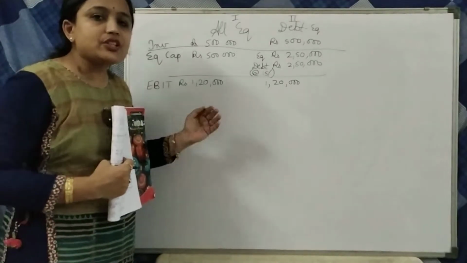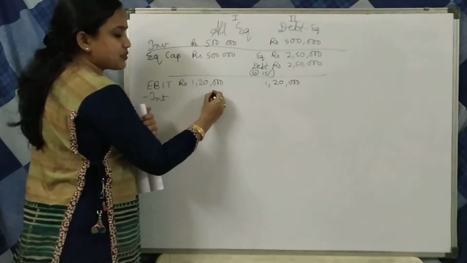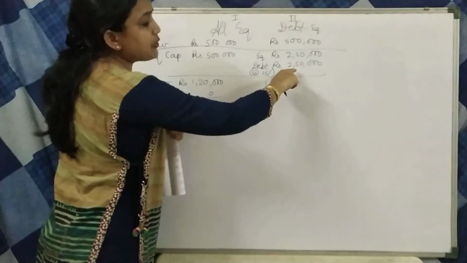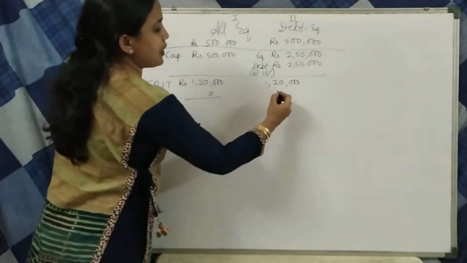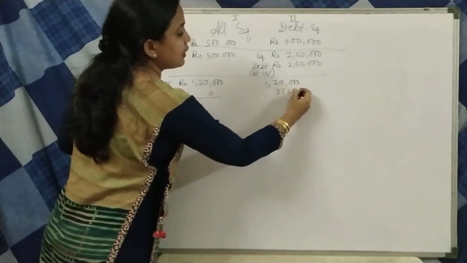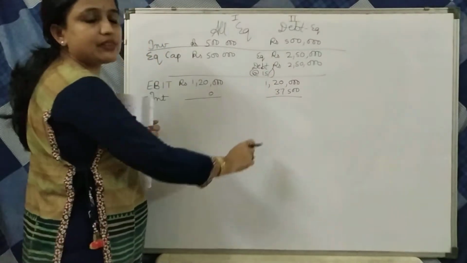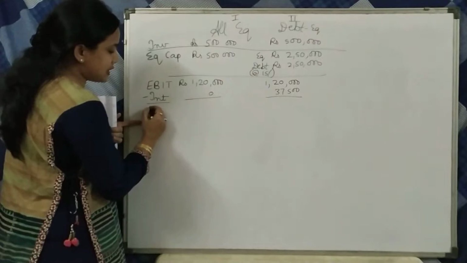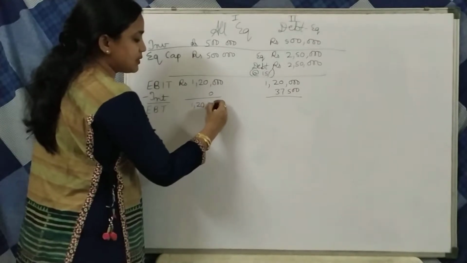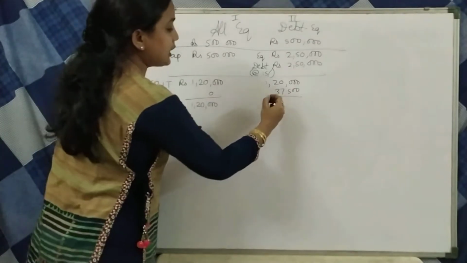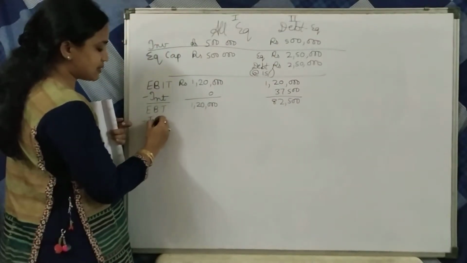I have already explained: first we will deduct interest from EBIT. Because it's an all equity firm, the interest will be 0. Here it will be 15% of 2,50,000, which comes to 37,500. You can calculate it: 2,50,000 into 15 divided by 100. So it will be 37,500. Now what is left is earning before tax. Here it will be 1,20,000. Here it will be 82,500.